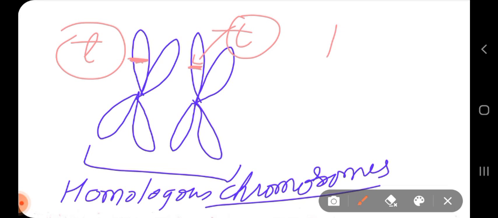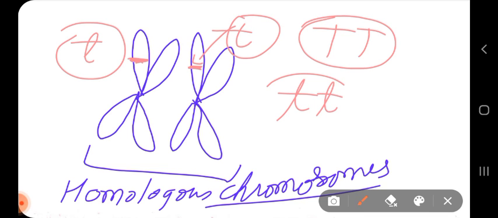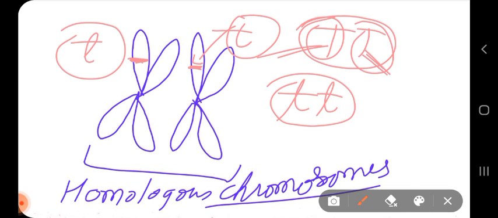Often we represent capital T as homozygous for the tallness of the pea plant you have studied in class 12, and for the dwarf homozygous we represent small t. It just means that on the homologous chromosomes from father and from mother, we have the dominant allele for the tall character, and we have the recessive gene for the dwarf character.